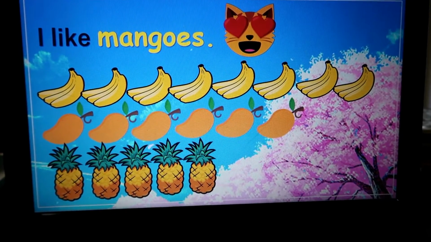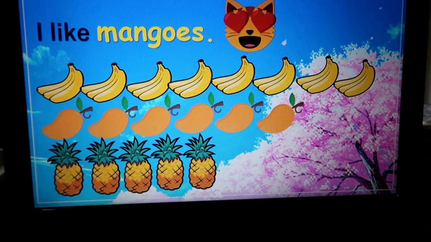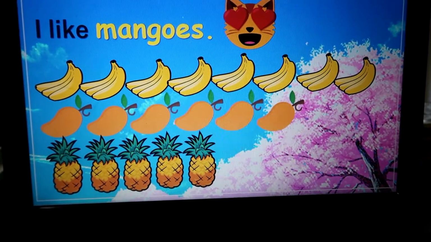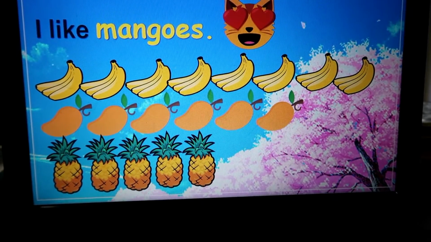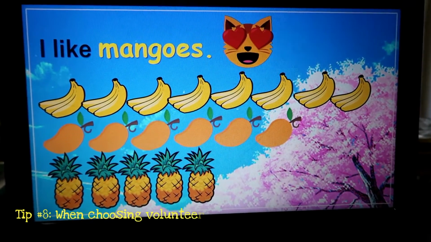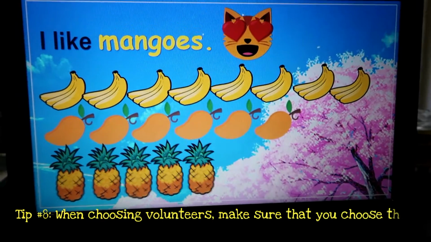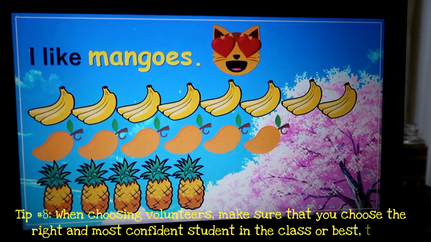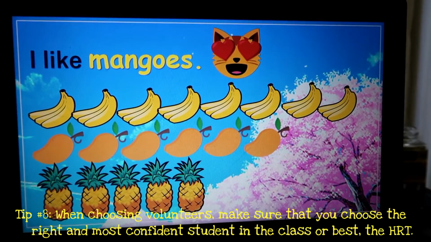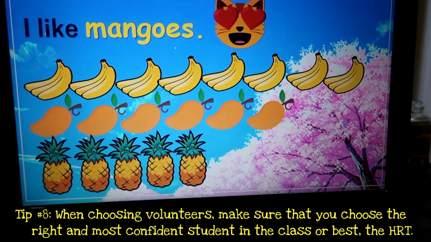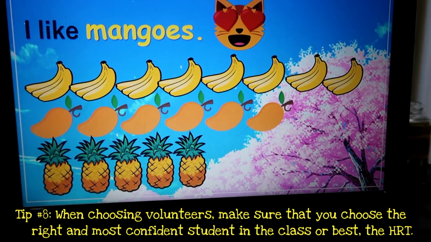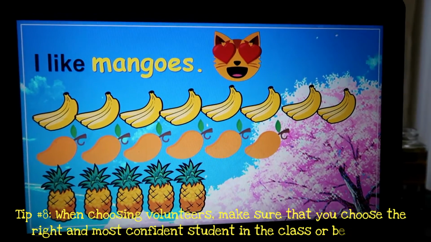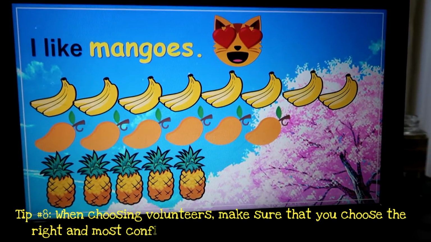Walking around, walking, walking. Hi, hi. I like bananas. I like mangoes. I like bananas. I like mangoes. See you. And that's 1 already. Now go to the next person. Go, go, go. Walking, walking. Hello. I like bananas. I like pineapples. I like bananas. I like pineapples.